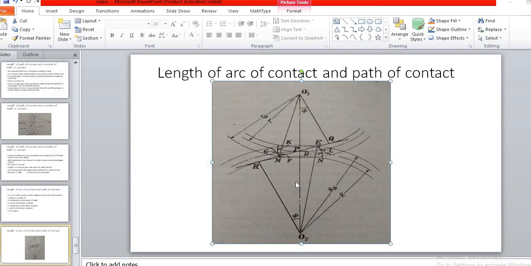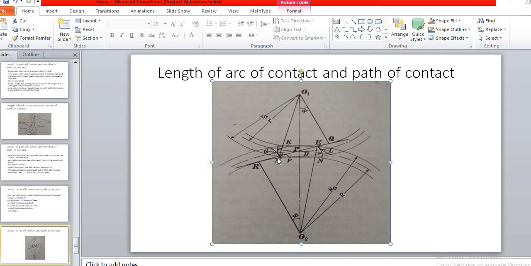And this point of contact is represented by EF, from this point to this point. So these are the points represented on the different circles. Now the path of contact here is considered as EF.